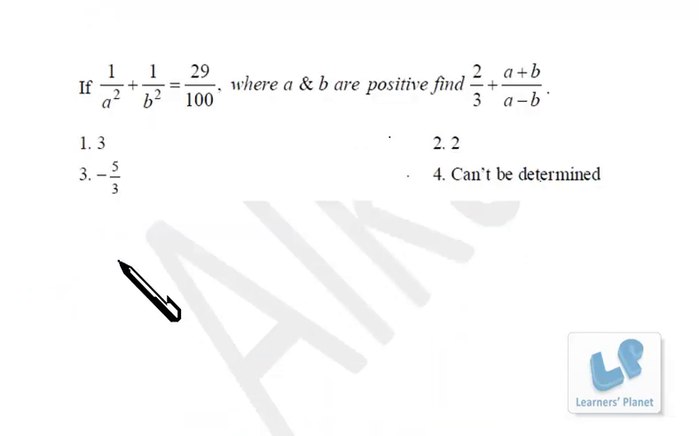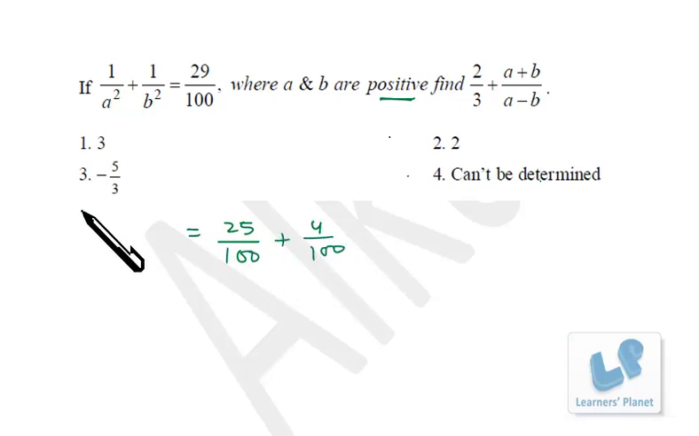Now we try this question. 1 upon a square plus 1 upon b square is equal to 29 by 100, where a and b are positive. Find 2 by 3 plus (a plus b) by (a minus b). Now if we look at this equation carefully, we can easily find out the values of a and b. See what is happening over here: 29 by 100, we can write as 25 by 100 plus 4 by 100.